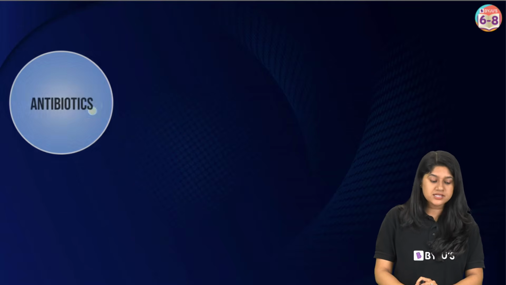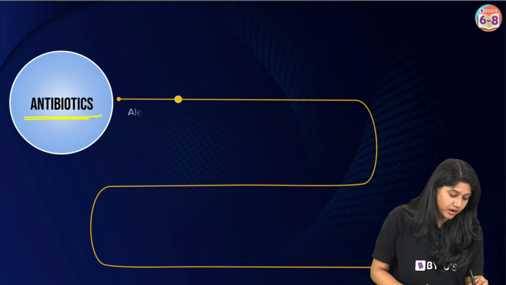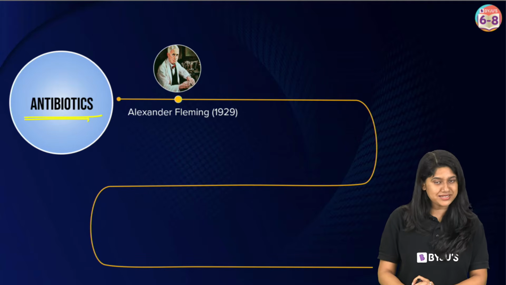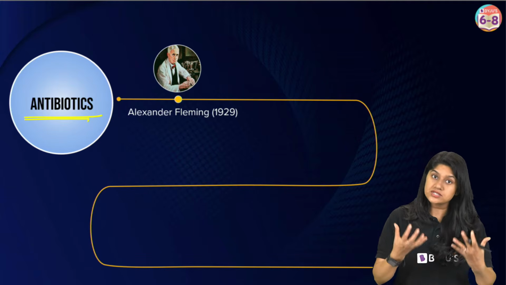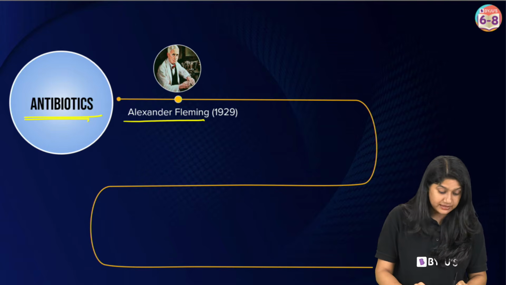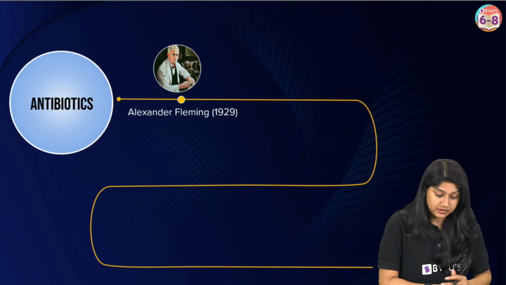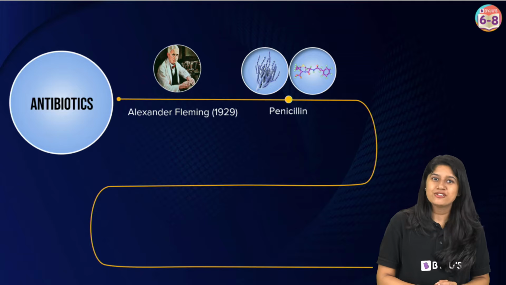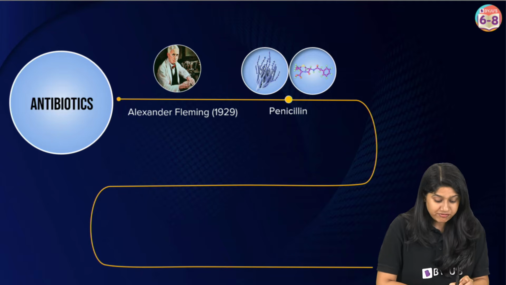Moving ahead, let's discuss another important category, that is the antibiotics. Now, antibiotics were first discovered, as we say, by Alexander Fleming, right, in 1929. And what he did, he actually discovered penicillin, the first antibiotic. Now, it is a fungi.